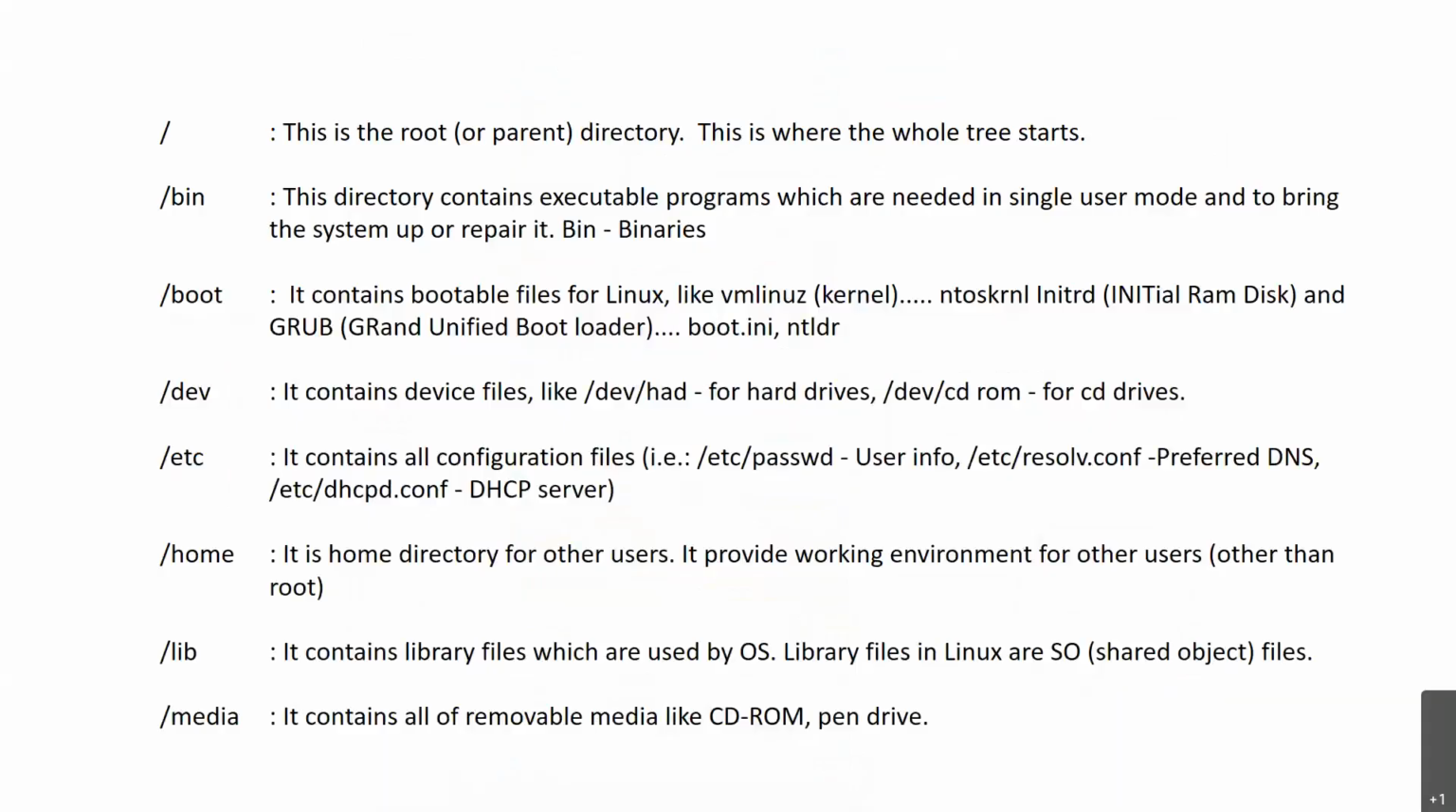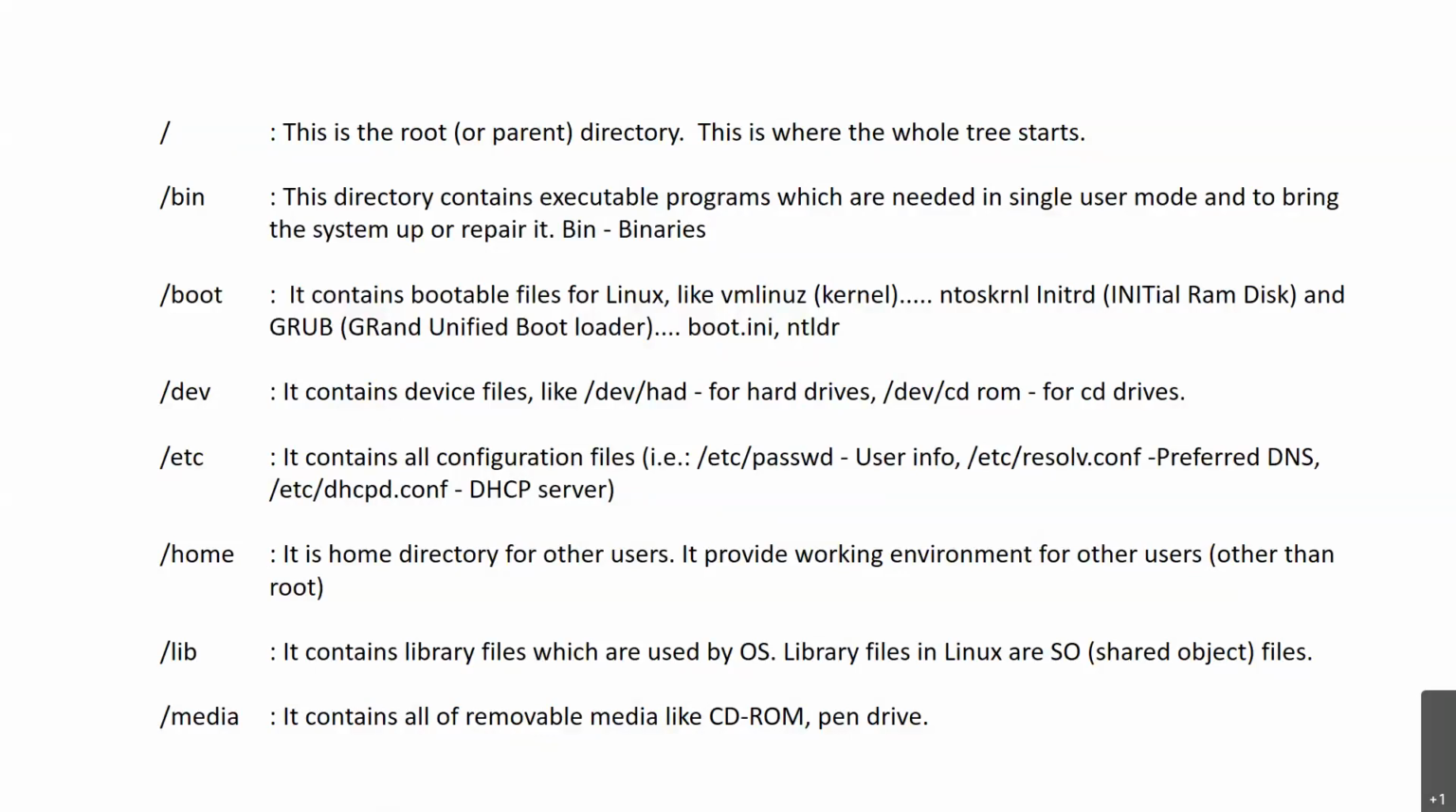So now we will go to each and every partition individually. Slash. This is the root or parent directory. This is where the whole tree starts. And slash bin. This directory contains executable programs which are needed in single user mode and to bring the system up or repair it.